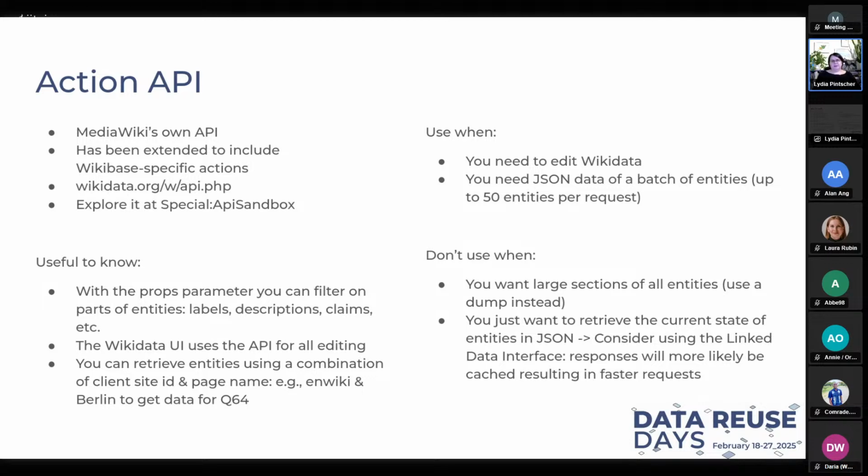Now, when do you want to use the Action API? You want to use it if, for example, as part of everything you're doing, you want to edit Wikidata. So contributing data and so on is done via the Action API. You also want to use it if you need the JSON representation of data of a batch of entities, because you can request the JSON data for up to 50 entities in one request.